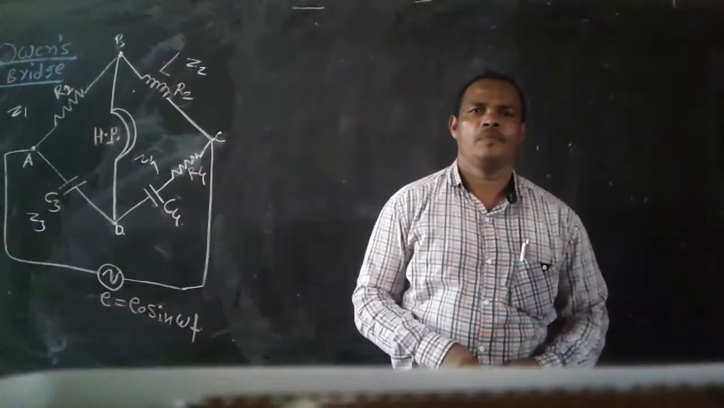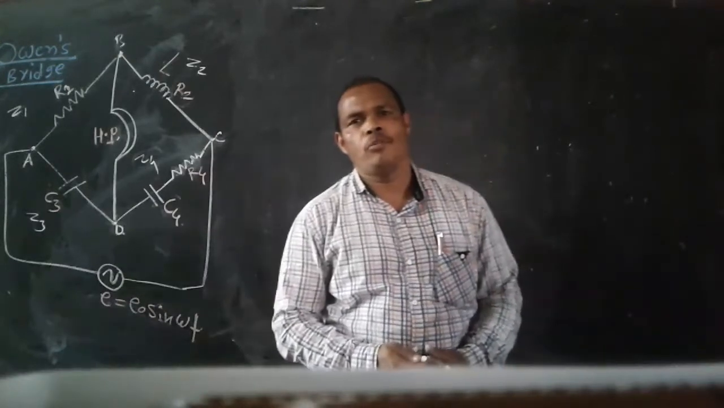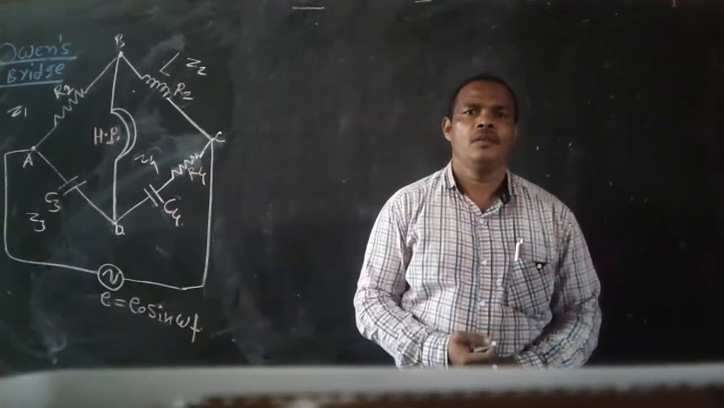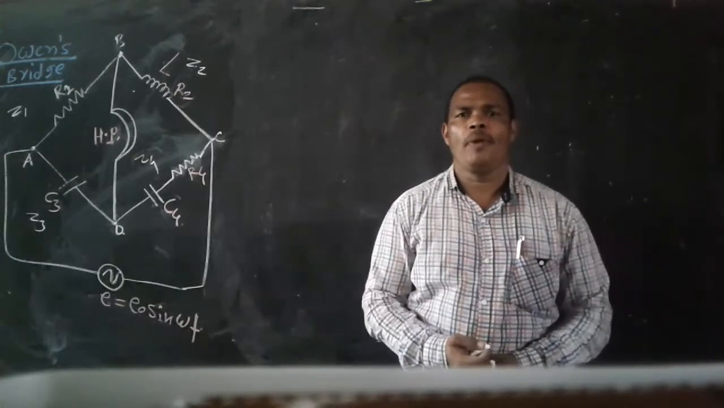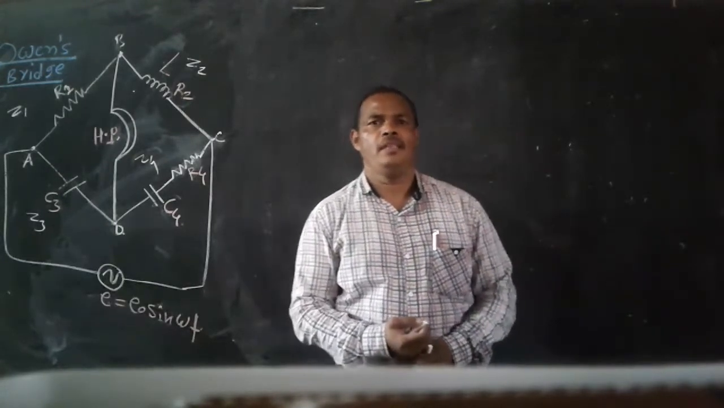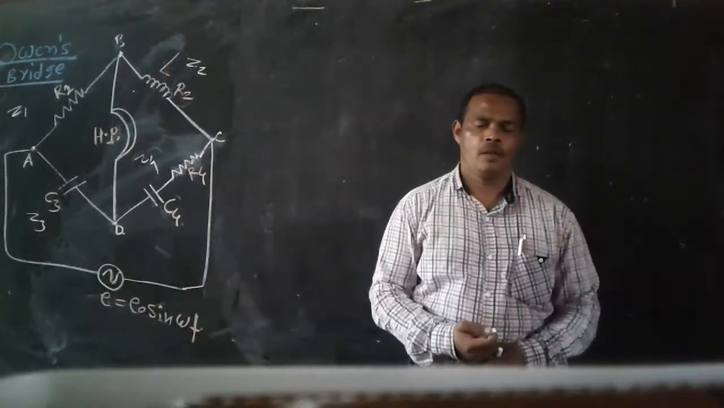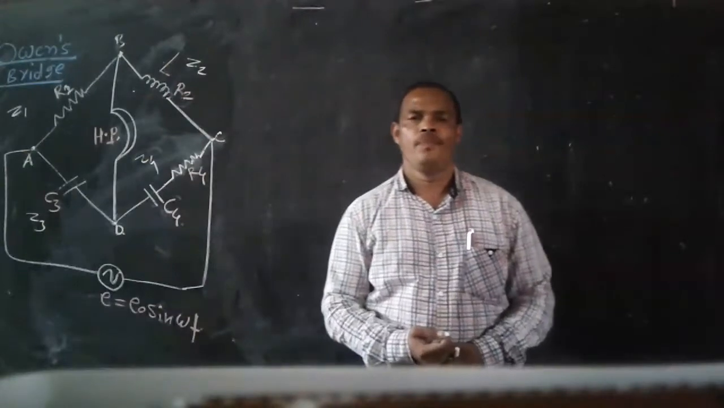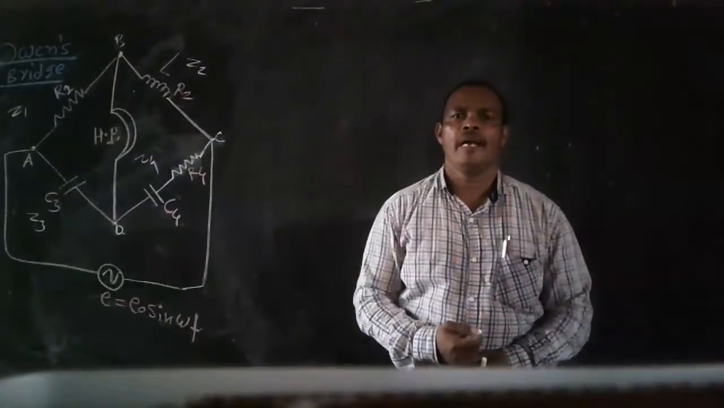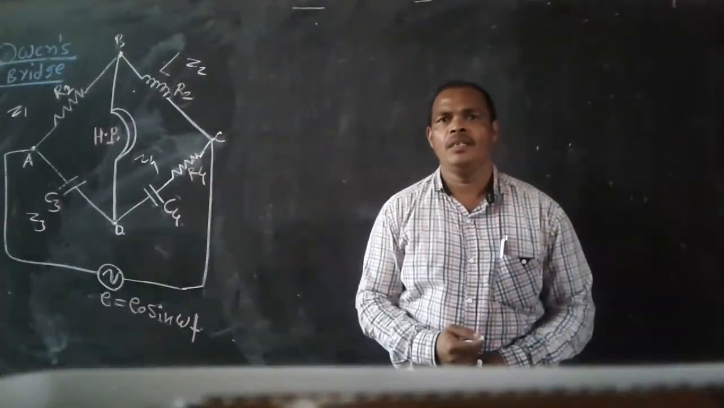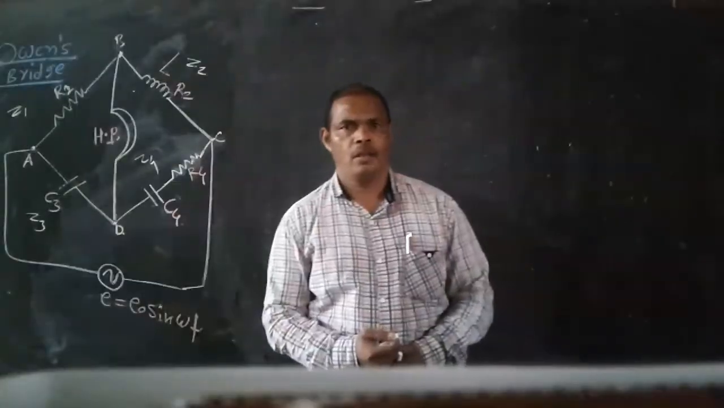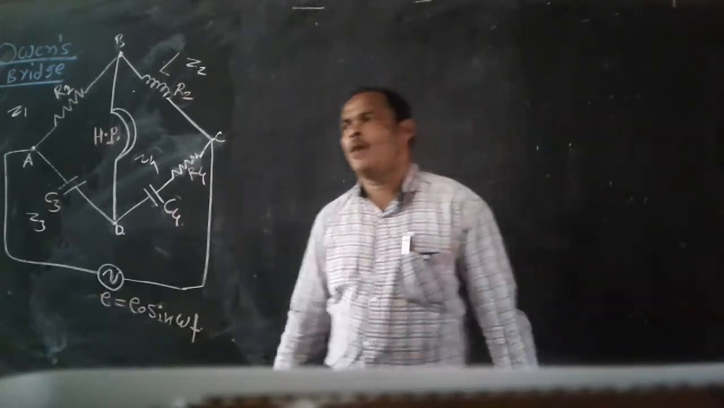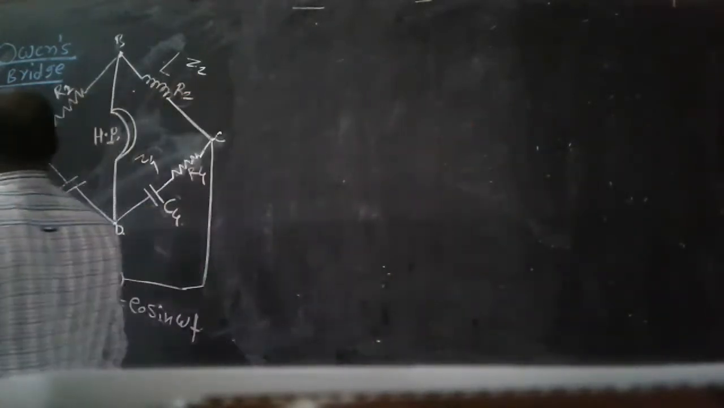Good morning, students. Last lecture I discussed sharpness of resonance. Now the next point in the topic AC circuit is AC bridge. In the 12th science you have studied Wheatstone's network, Meter bridge, Kelvin bridge. So Owen's bridge is one type of AC bridge.